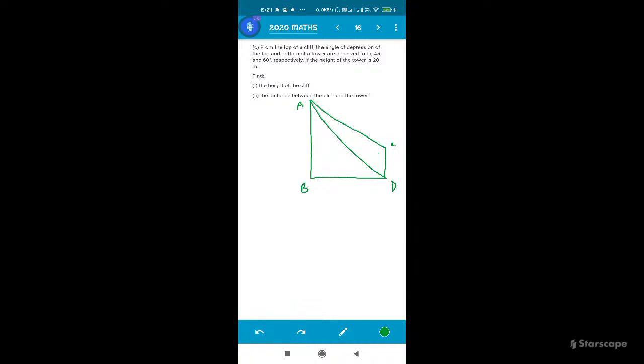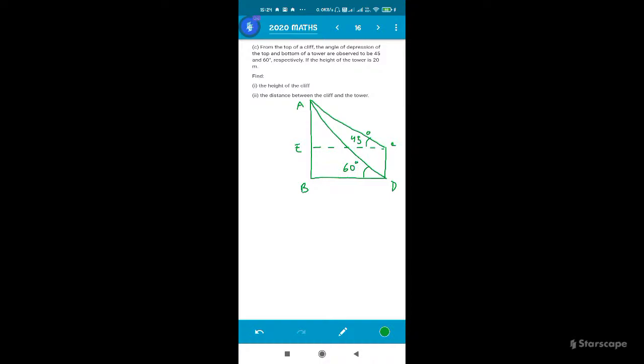Okay, so let me make a line which will be joining C with the cliff. Let me name it as E. So the angle of elevation from this point will be 45, because the angle of depression for the top of the tower was 45, and for the bottom of the tower it was 60. So our diagram will be somewhat like this. I hope it is clear.